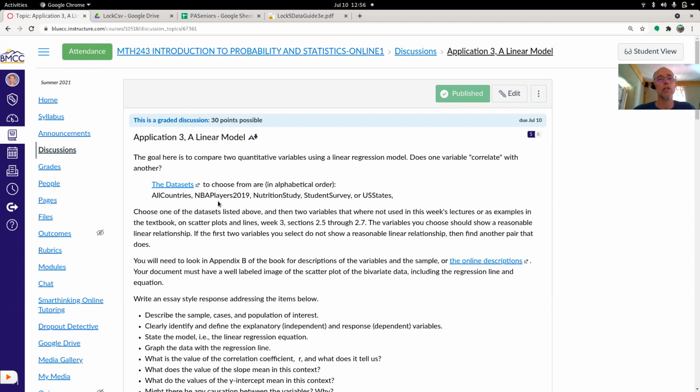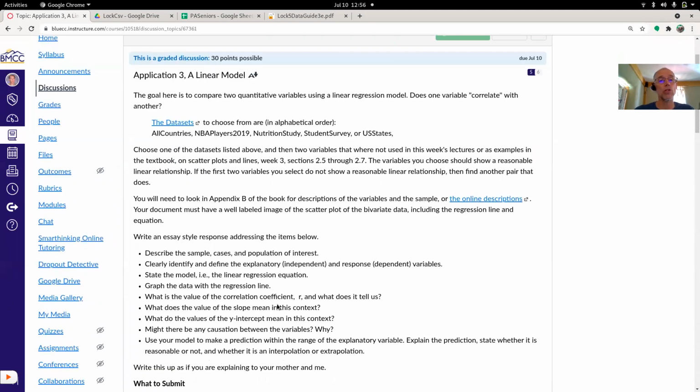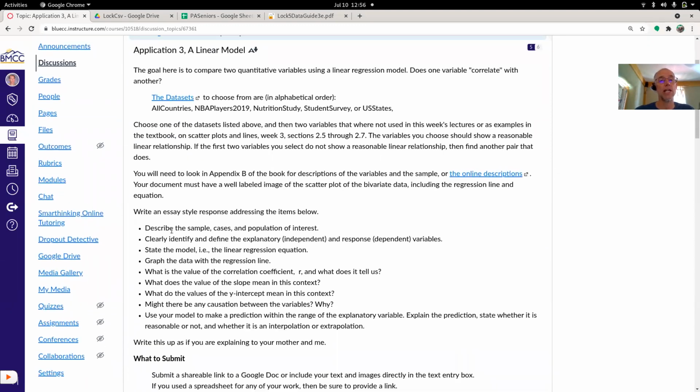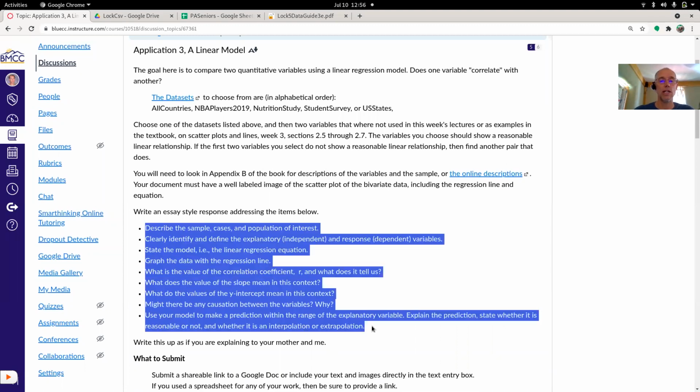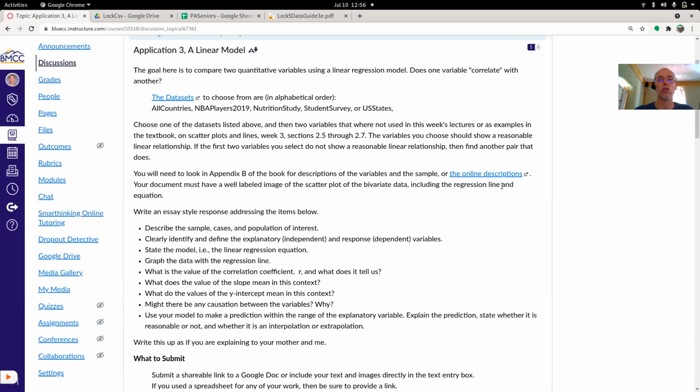So what we want to do is go to one of these data sets. In the data set, pick a couple of quantitative variables and see if there's any kind of correlation between those variables. Do the points kind of line up? If they do, then you'll continue trying to write up an essay where your essay meets the points listed here, and you're going to have a little bit of some graphics to go with it.